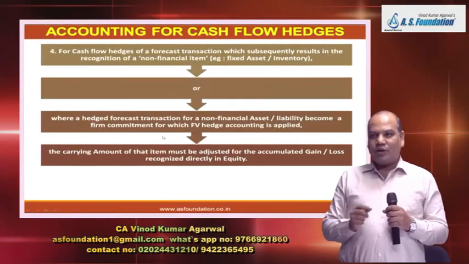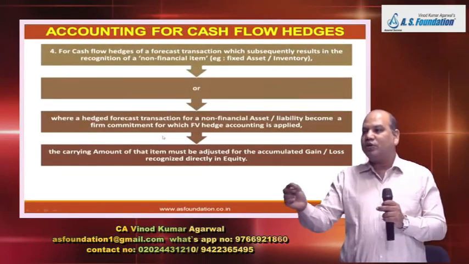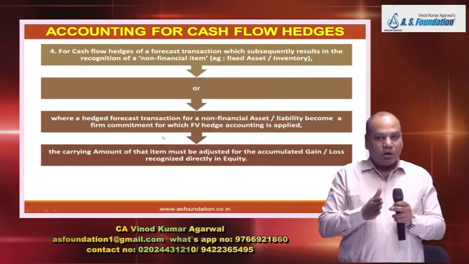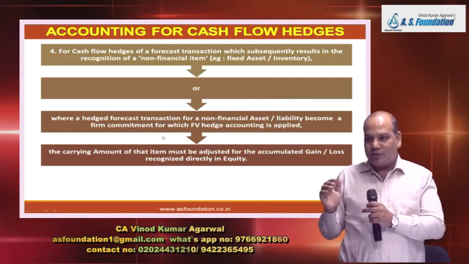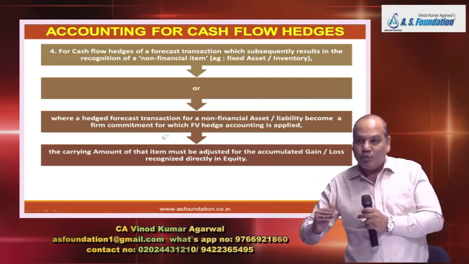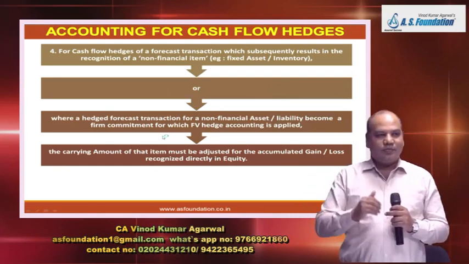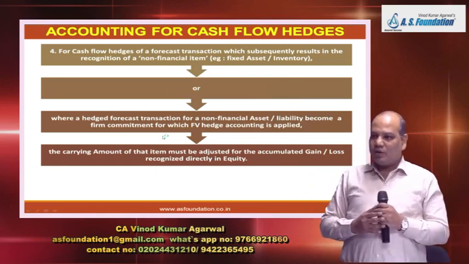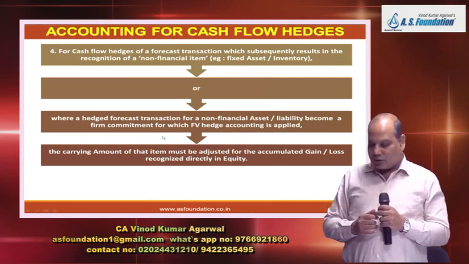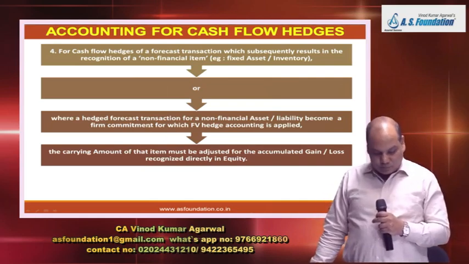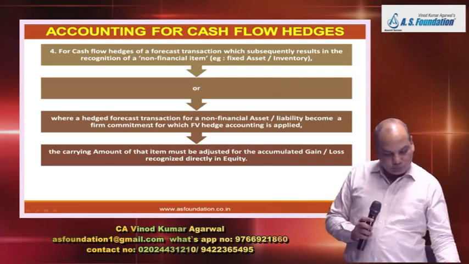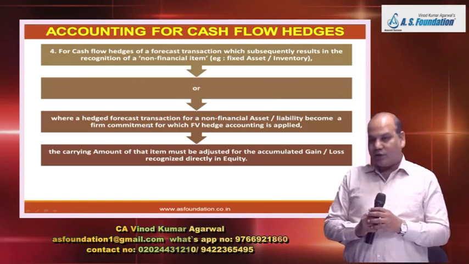In short, I can say if the change in derivative is up to the change in the hedged item, then it is effective. But if it is changing more than the hedged item, then that extra amount is ineffective portion. Ineffective portion will go to P&L account in the same period. Point number 4, for cash flow hedge of a forecast transaction.